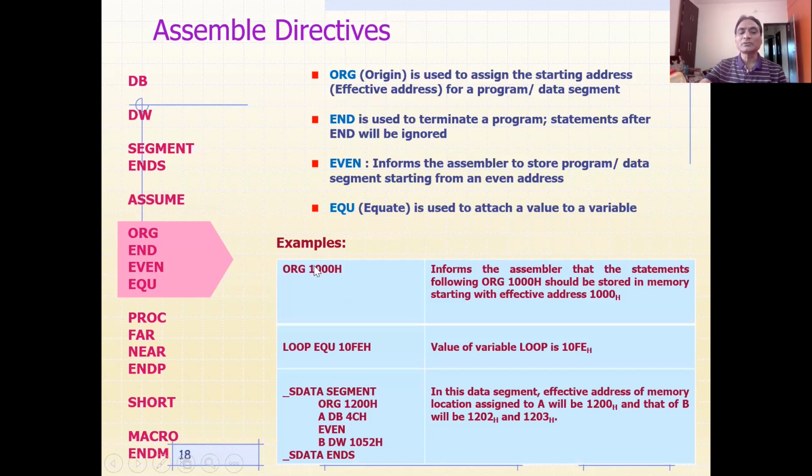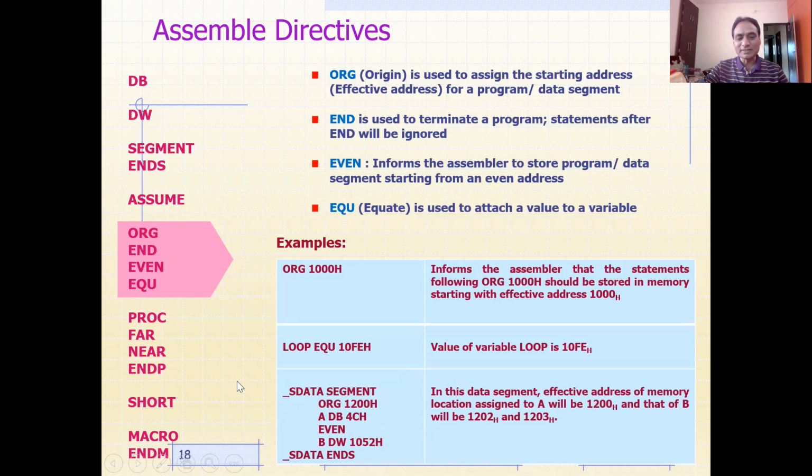Then, as I told you, ORG 1000: ORG is used to inform the assembler what the starting memory location of your program should be. Similarly, EQU, as I mentioned earlier, is used to assign a data item to a variable. For example, LOOP is the variable, and 10FE is the data item with which LOOP is initialized. And this is again an example of EVEN. You can see here what EVEN is going to do.